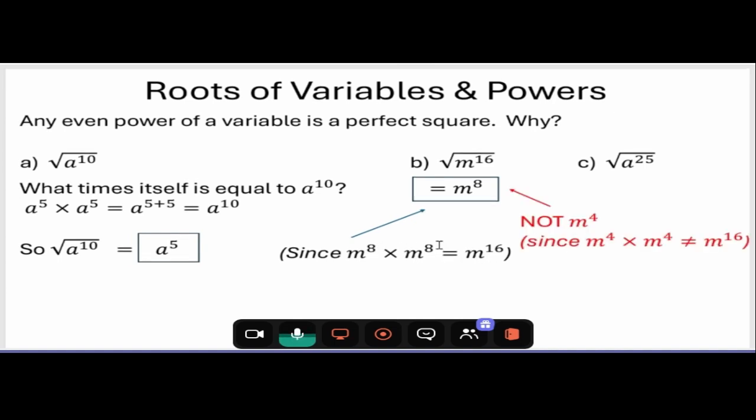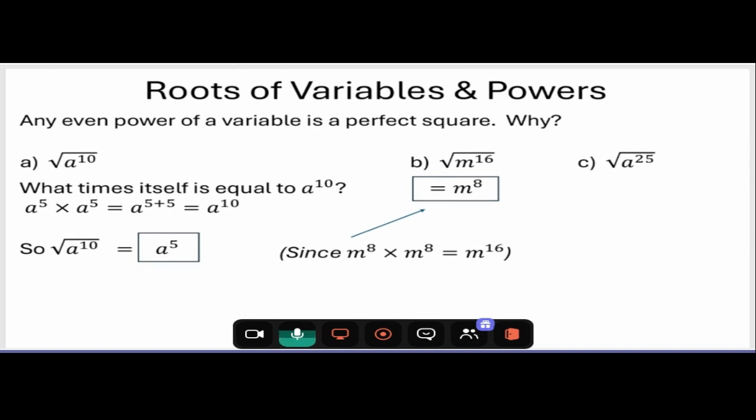Notice it is not m to the power of 4, right? Some people will do that because they think, oh yeah, 16 is a perfect square. 4 times 4 is 16. Yeah, it's true, 4 times 4 is 16, but this is not 16. This is m to the power of 16. M to the power of 4 times m to the power of 4 is m to the power of 8, not m to the power of 16.